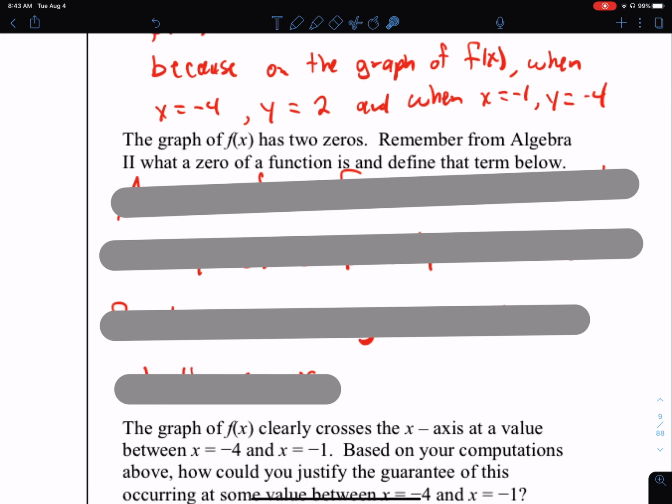The graph of f of x has 2 zeros. Remember from Algebra 2 what a zero of a function is and define that term below. Well, if you don't remember it, we're going to define it here.